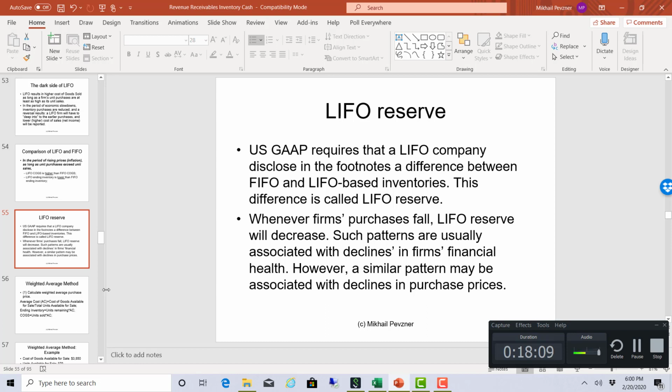The opposite is not true for FIFO companies. FIFO companies are not required to report the difference from LIFO because FIFO is more common and generally considered not to have the dark side that I described.